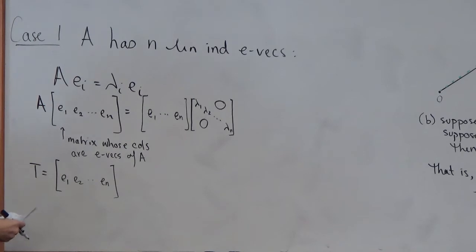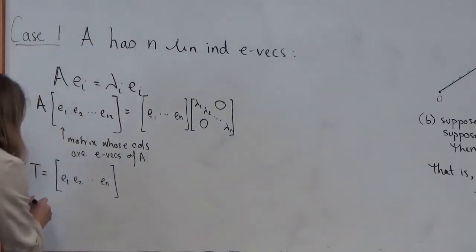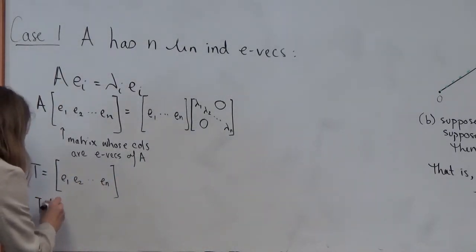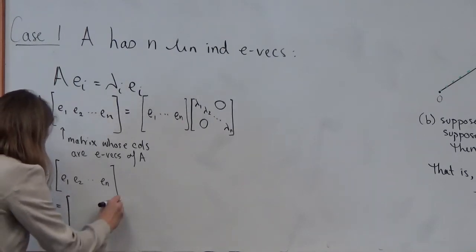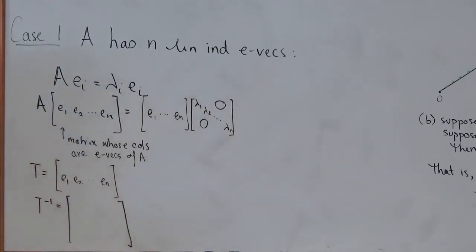So why did we just change the name? Isn't A that thing? Why are we calling it T? Because this is not A. This is a matrix whose columns are the eigenvectors of A, so it's a different thing, and I'm going to give it the name T. And I'm going to write T inverse in terms of its rows, for reasons that we'll see in a sec.